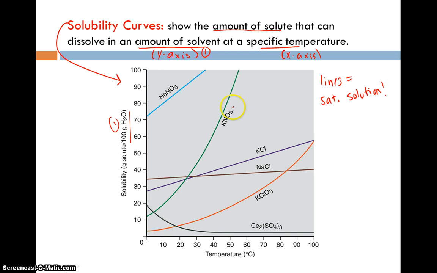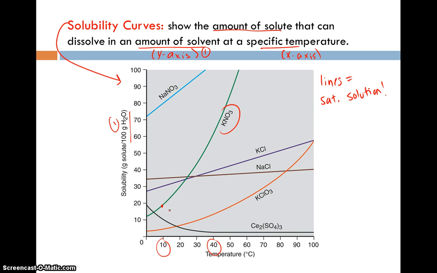So for example, if we look at KNO3, if I was to make 2 solutions of KNO3 using 100 grams of water, one at 10 degrees Celsius and one at 40 degrees Celsius, for me to make a saturated solution, I have to put a different amount of salt into that water. So how you figure out what the perfect saturated solution is, you look at your temperature and you follow it exactly up to the line.